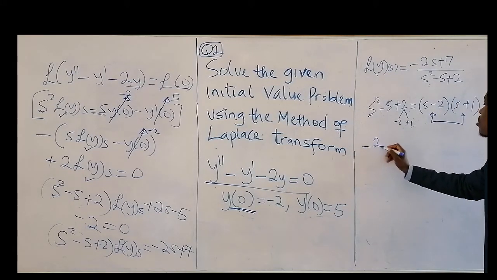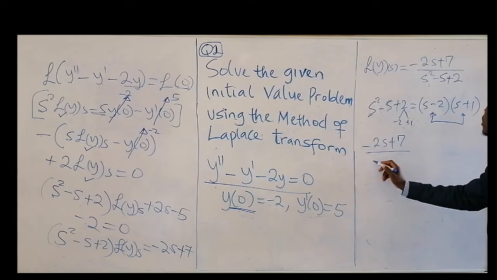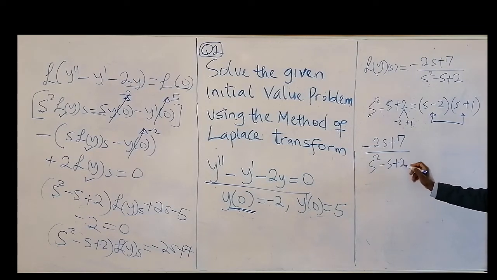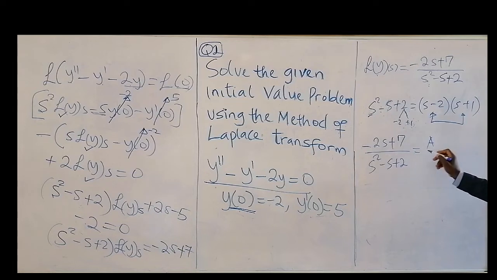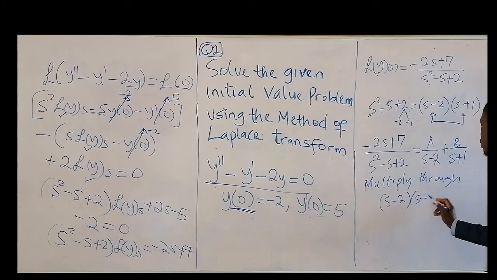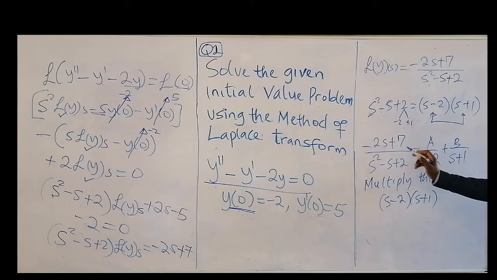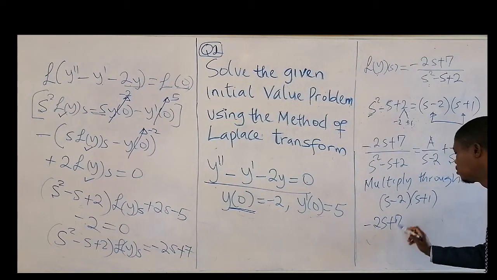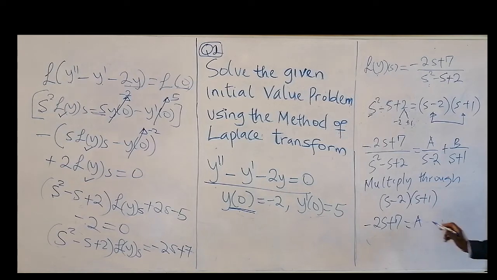Take this one and solve this, which is equal to what? Using partial fraction, A over s minus 2 plus B over s plus 1. Then multiply through by the common factor, which is this. If you do that, for the left hand side we have this plus 7. For the right hand side, that will be A, this and this can cancel, then we have s plus 1, and then plus B times s minus 2. So this is what we have now.